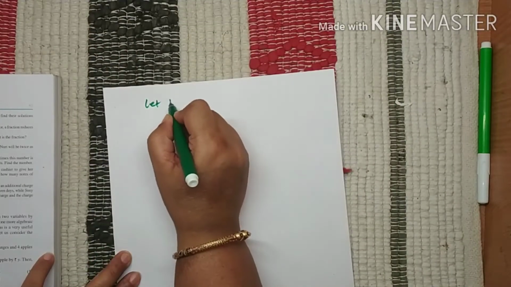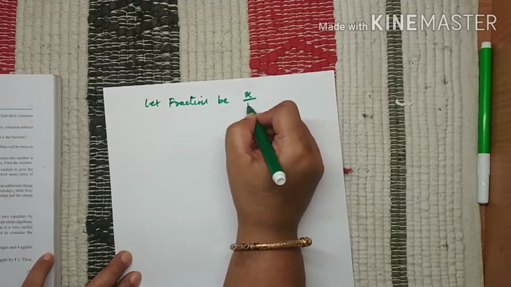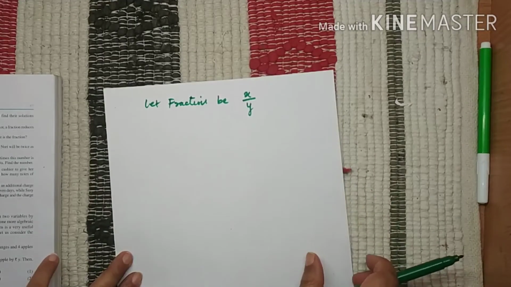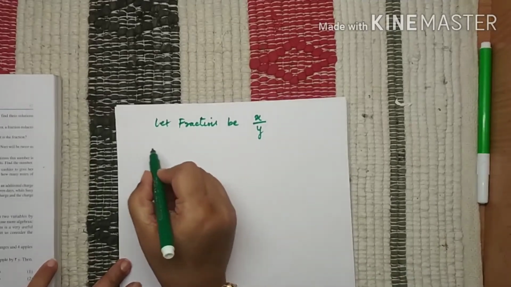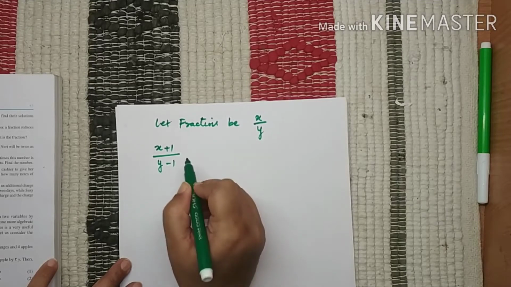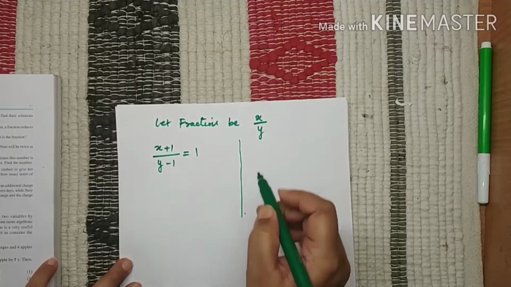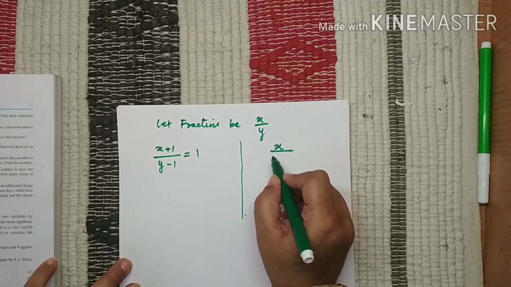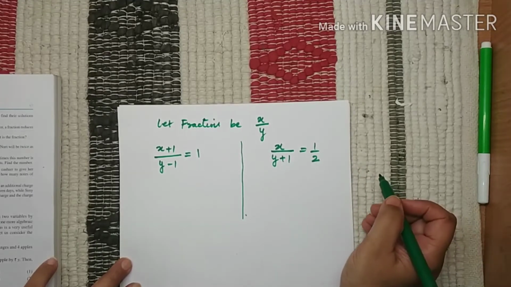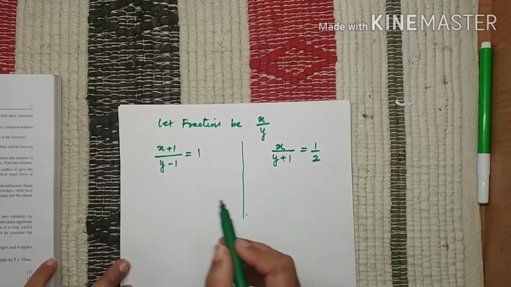So first of all, let us take the fraction. Let the fraction be x by y, where x stands for the numerator and y stands for the denominator. Now, according to the question, if we add 1 to the numerator and we subtract 1 from the denominator, the fraction reduces to 1. And the second case, if we only add 1 to the denominator, the fraction reduces to 1 by 2. So these are the two cases.